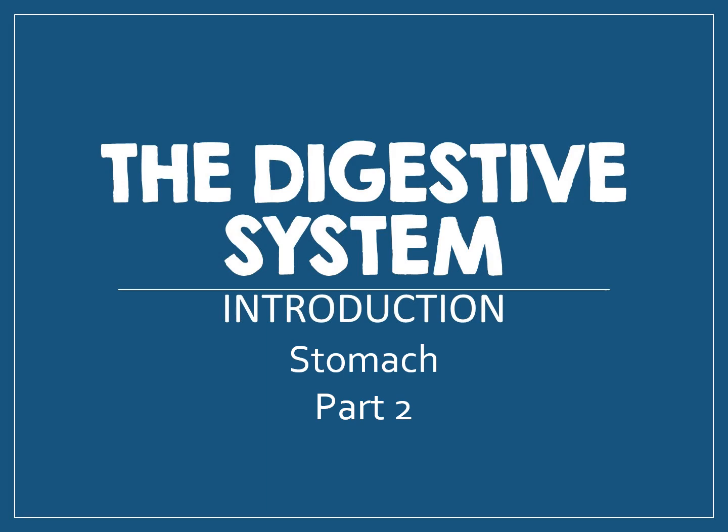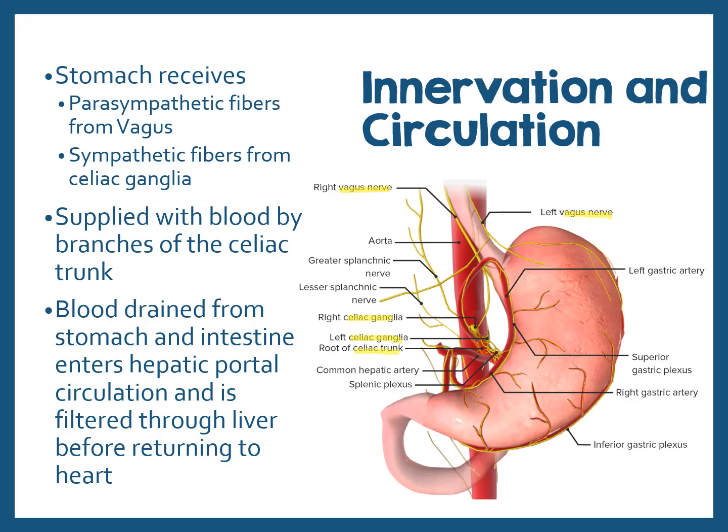So we're going to finish up the lecture on the stomach. Where we're at is we are talking about the innervation and circulation in regards to the stomach. If you guys recall from what we learned in the circulatory system, off of the descending aorta there is the celiac trunk. That celiac trunk is going to branch off, and there's going to be the hepatic branch, and one of those branches is going to be the gastric artery, and that's where the blood supply is going to come from.